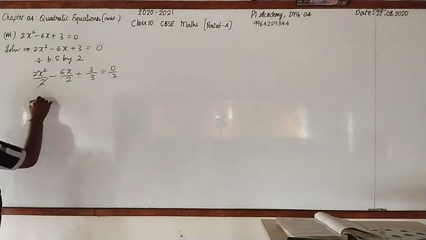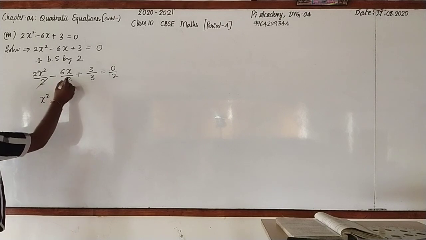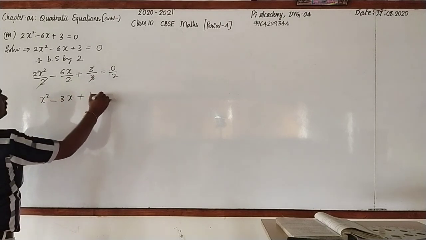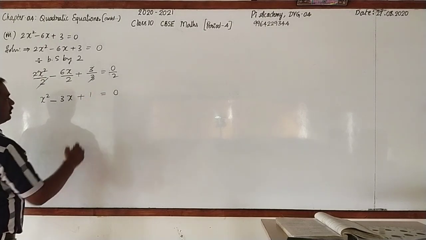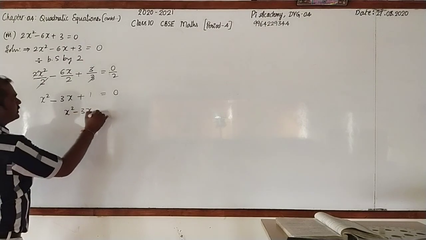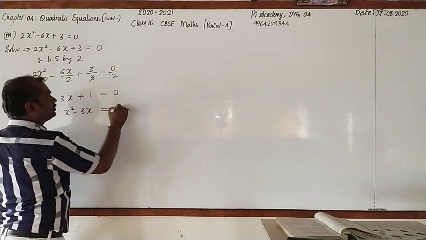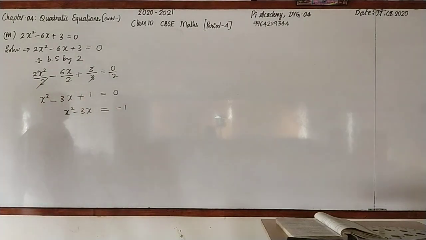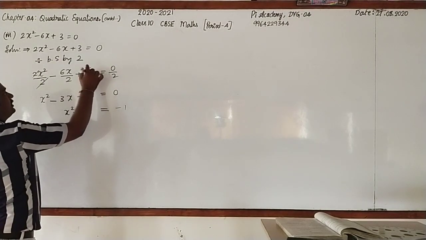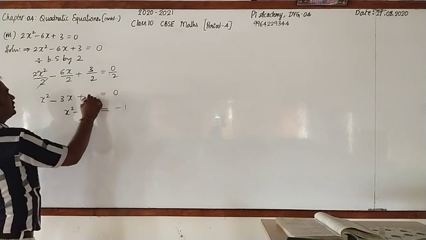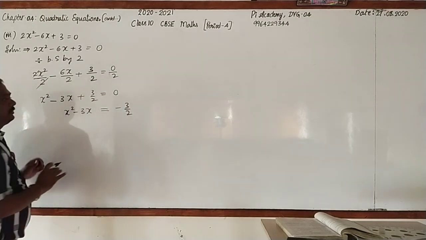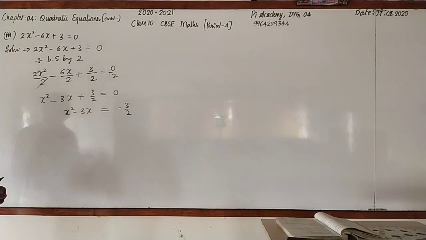Write the remaining: x² minus, 2 ones are 2, 2 threes are 6, so 3x. Here 2 gets cancelled, 1. It is equal to 0. Then this is x² − 3x plus 3/2 equal to 0. Transfer 3/2 to the right hand side: minus 3/2. Hope that you have written the same.